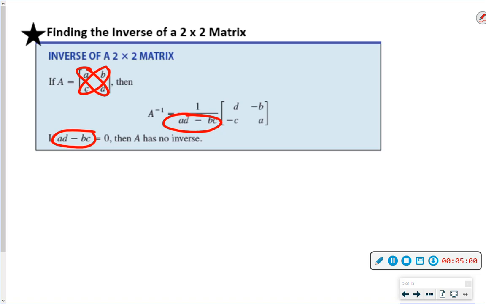Piece of cake. Now, check the order. You have to rearrange this, meaning notice A and D have switched spots. So you just swap them. The top left moves to the bottom right. B and C stay where they're at, but you have to switch their signs. So it looks kind of crazy with all the letters, but I promise it's really simple. First thing I'm going to do is the AD minus BC. So flip the page and let's do it.